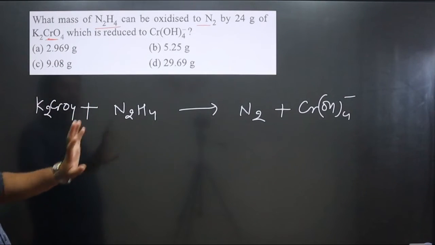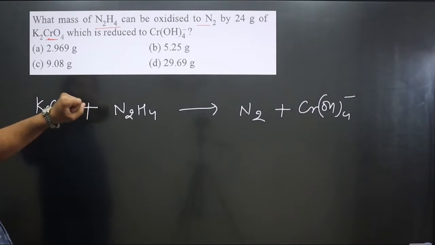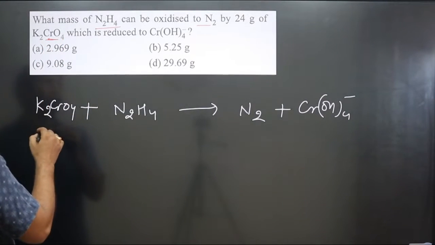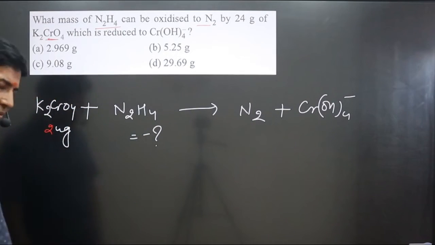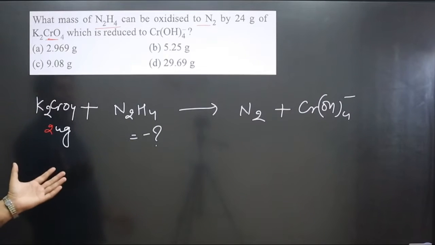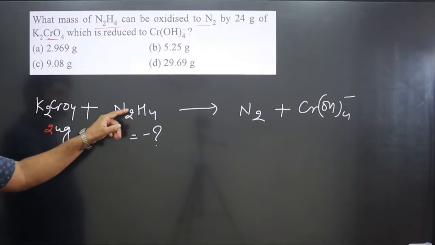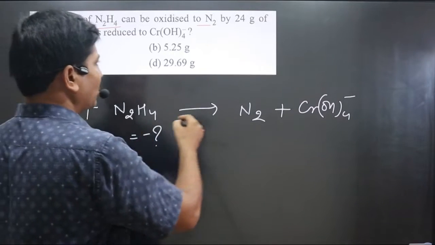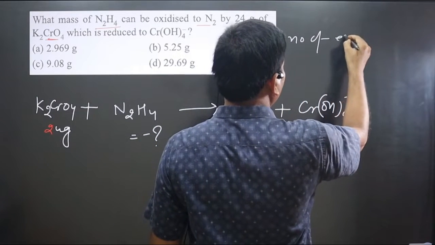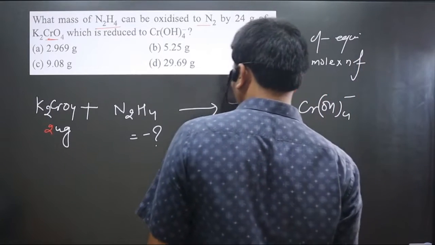Now we have to calculate the mass of N2H4, and the data given is 24 gram of K2CrO4. The mass of N2H4 is to be calculated, so we can apply the concept of equivalence. The number of equivalents of K2CrO4 is equal to the number of equivalents of N2H4, and for this we can calculate the N factor value. The formula is: number of equivalents is equal to moles multiplied by N factor. The equation is ready, so easily we can calculate the N factor value.